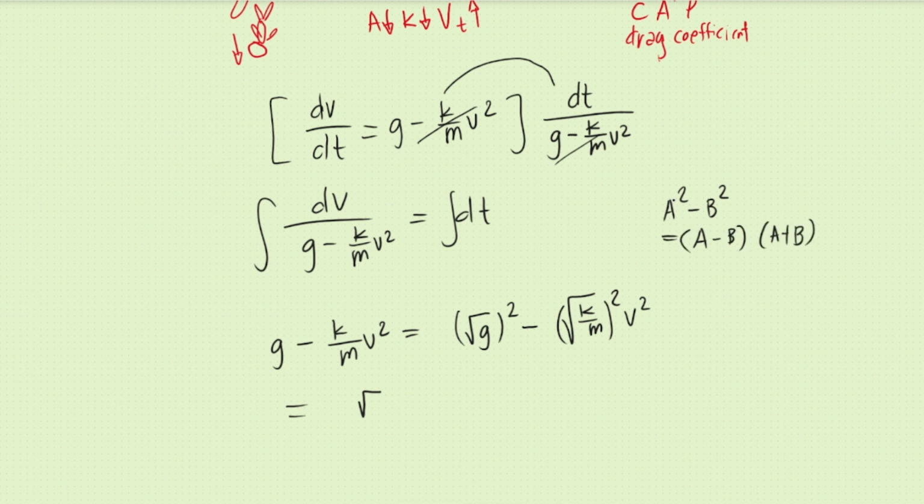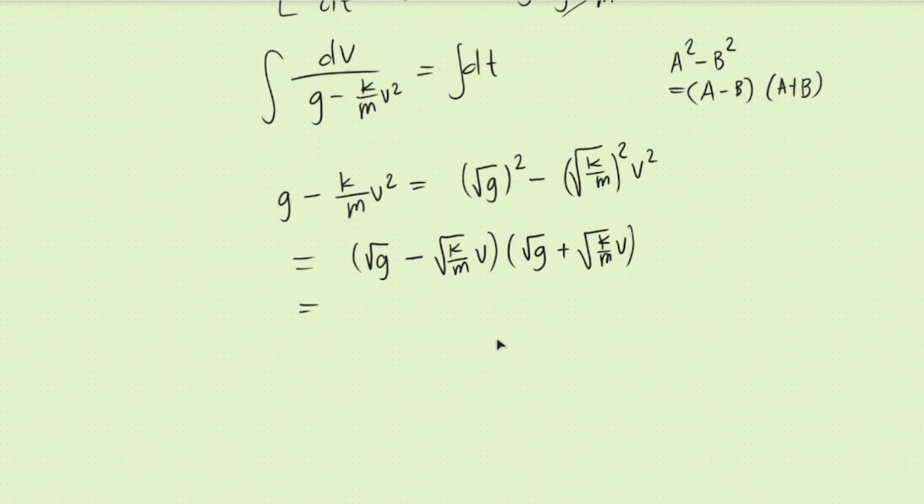So that's how our a is square root of g, so we write square root of g minus our b, which is square root of k over m times v. So we write that as this one, and our a is square root of g, our b is square root of k over m v. But this is a plus sign because this is the difference of two squares. Now that we've factored, this one here is g minus k over m v squared.